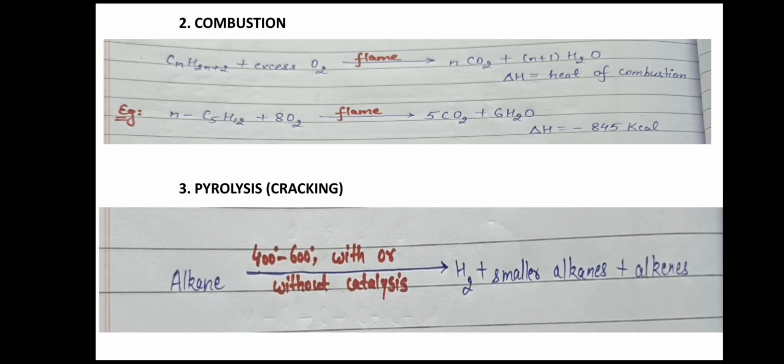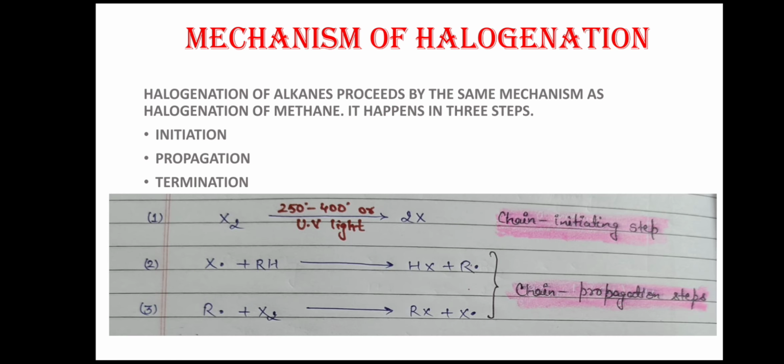And the third is pyrolysis, which is also known as cracking. We have to heat the alkane with a catalyst or without a catalyst. We will get hydrogen plus smaller alkanes or alkenes.